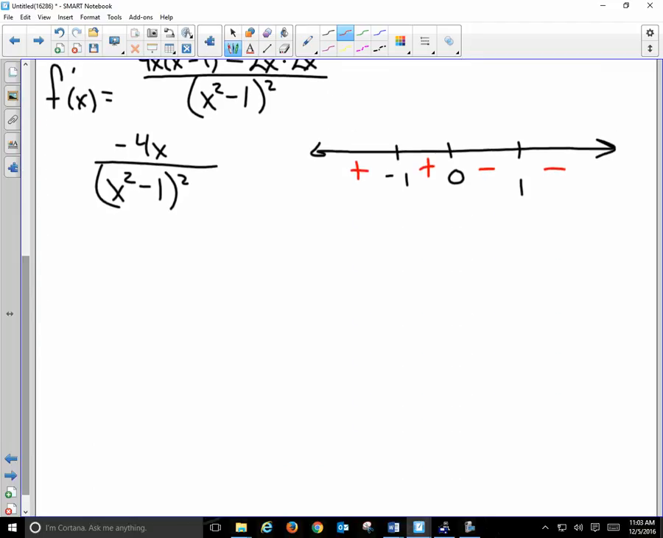Okay, looks like it's time for a second derivative. What rule do we have to use for a second derivative? Quotient. Derivative of negative 4x is negative 4. X squared minus 1 quantity squared.